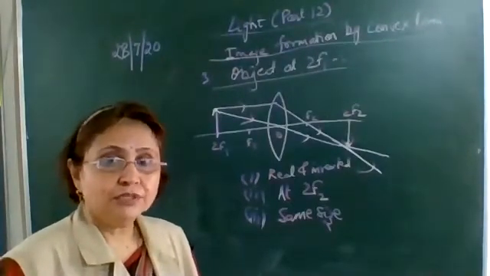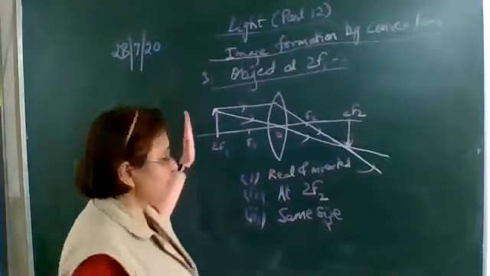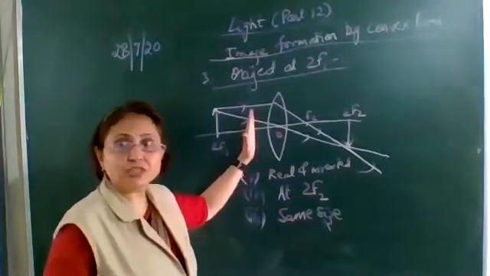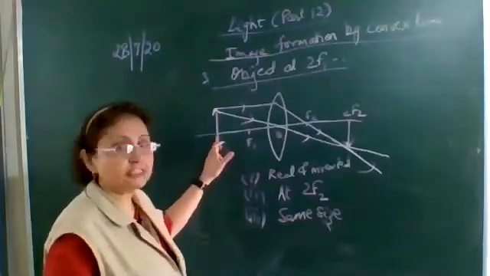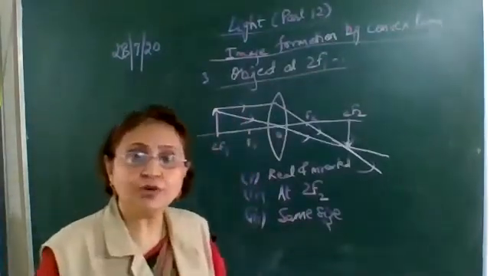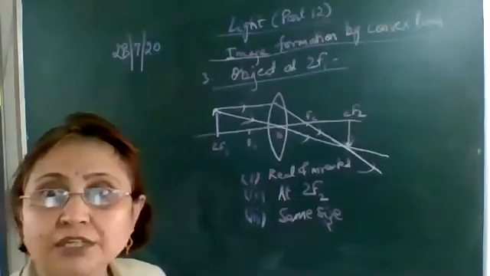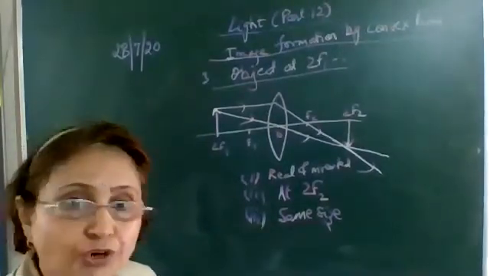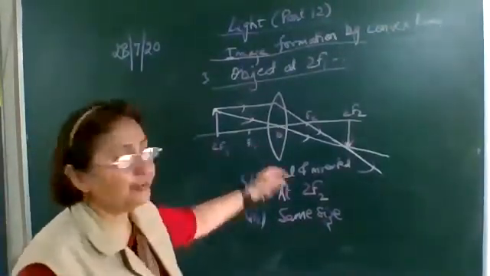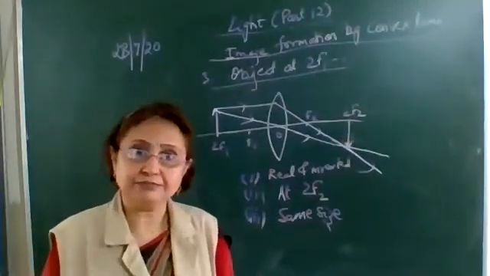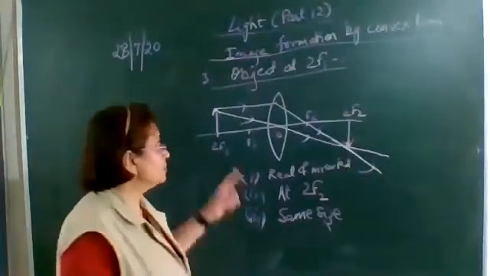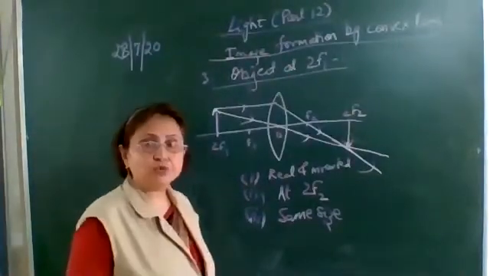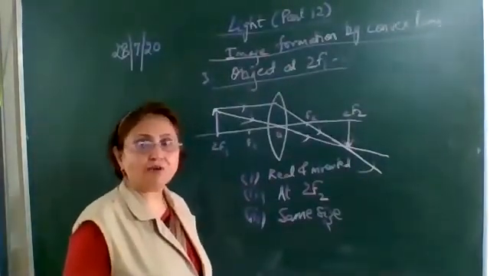Okay, drawn. Next, we are moving the object closer to the lens. So what will be the next position? The next position will be between 2F1 and F1. So write down the fourth position of the object between 2F1 and F1. So the next position is object between 2F1 and F1.